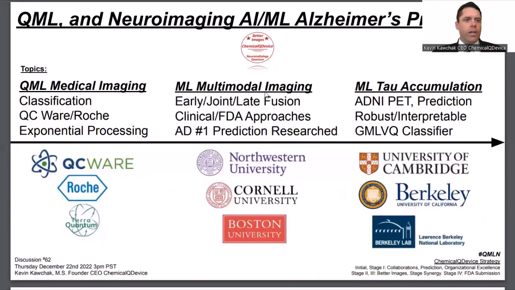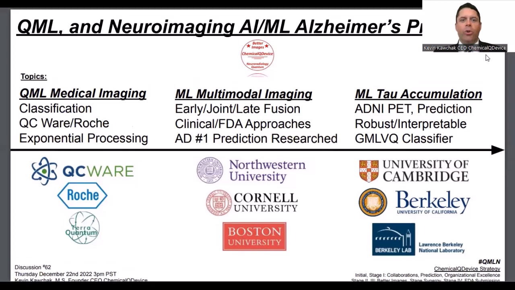So as you can see, this is the rubric. I'm going to go over some QML first. So this is classification, QC-ware, Roche, exponential processing. And then the meat and potatoes of all this is the multimodal. So it's called early fusion, joint fusion, or late fusion. And then the push with all this is basically to get FDA approval, clinical use.